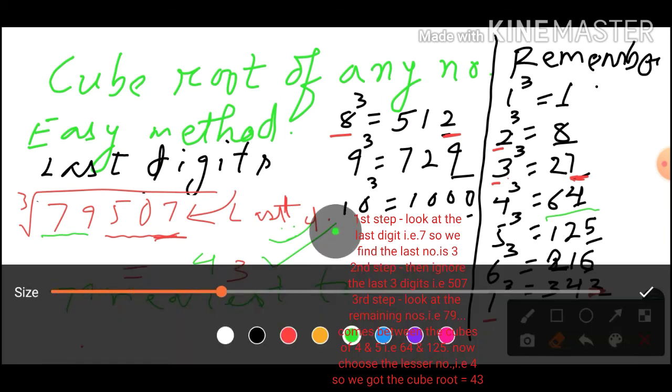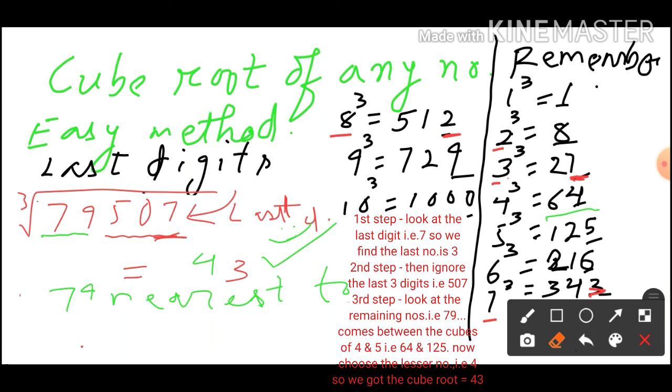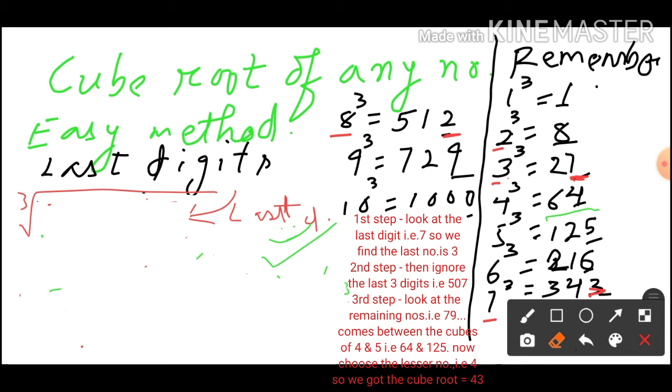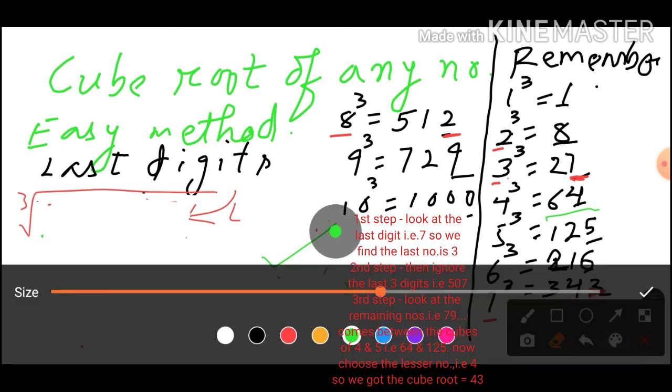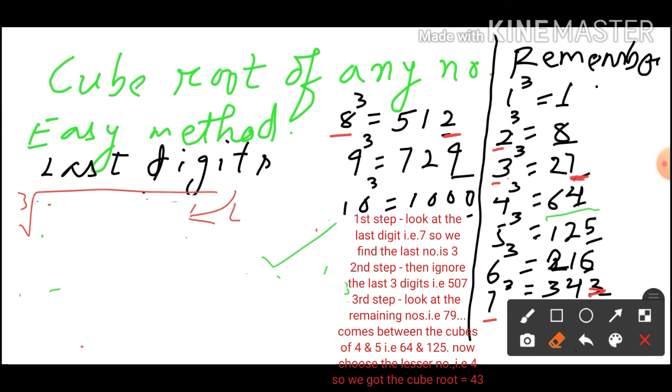Just you have to remember the cubes of all these 1 to 10 numbers. Only this much you have to remember. Then you could get the last digits, isn't it? Except for 2 and 8 and 3 and 7, all are the same. All have the same last digit. For 1 it is 1, for 4 it is 4, for 5 it is 5, like that.